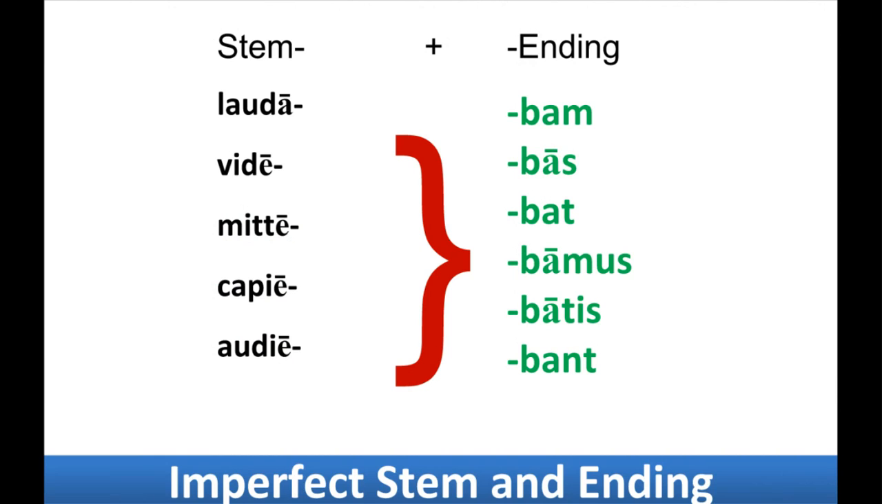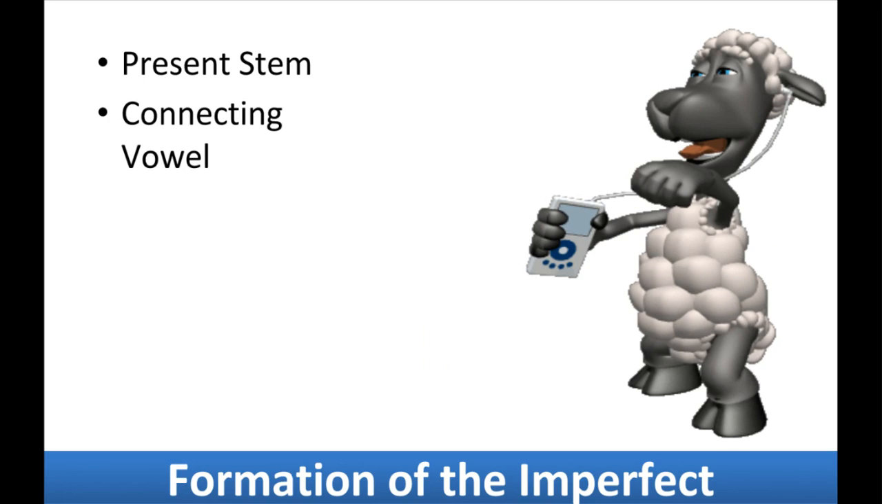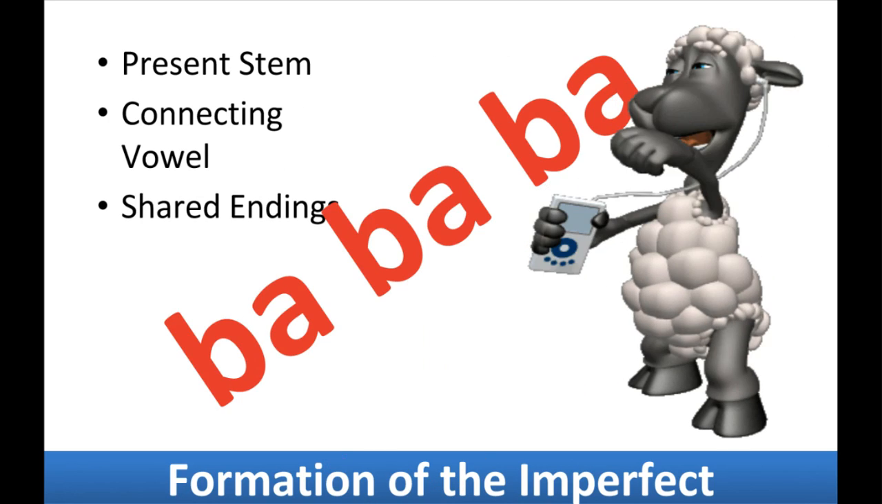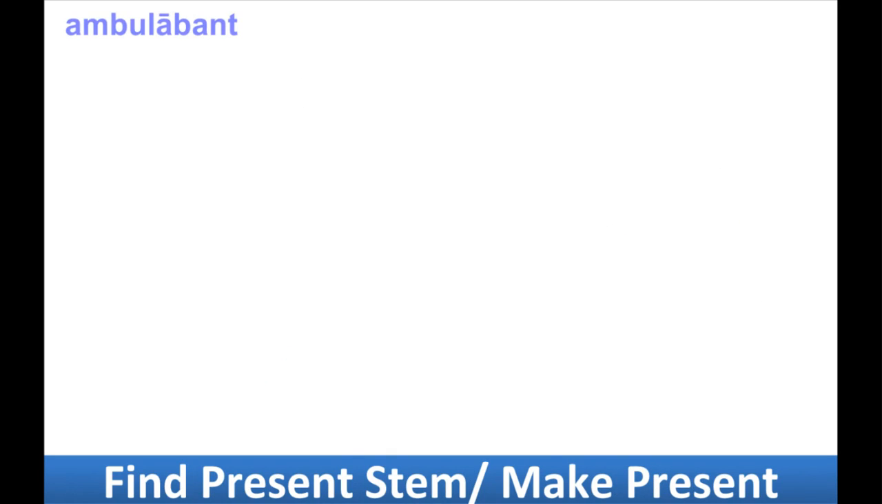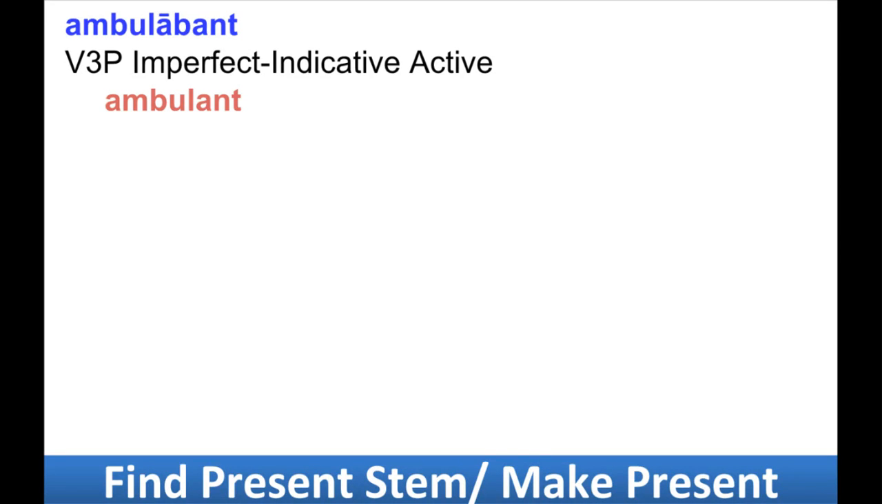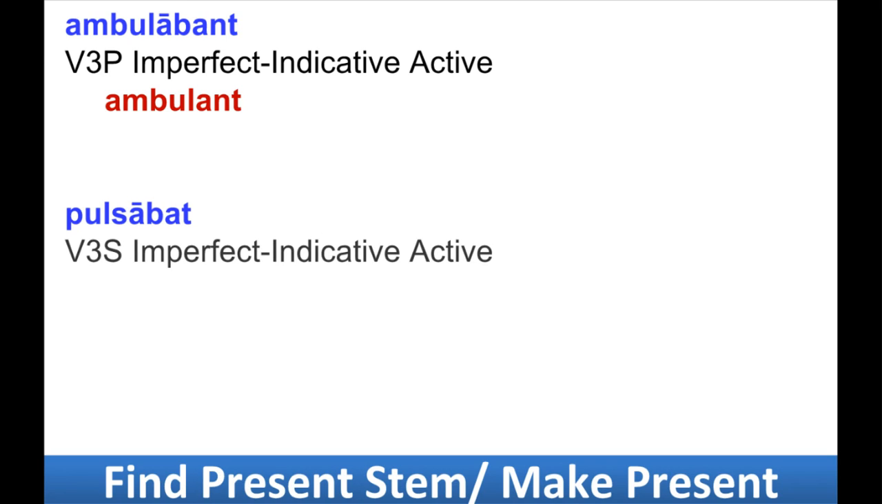The imperfects are formed off the present stem with the connecting vowel lengthened, either a long A or mostly long E's, with bam, bas, bat, bamus, batis, bant. The imperfect formation is rather straightforward. You take your present stem, connecting vowel, and shared endings. And they're all familiar except for the irregular sum of ba. That indicates a progressive past. Ambulabant, third plural of ambulant, they were walking. Pulsabat, third singular of pulsat, he was punching.